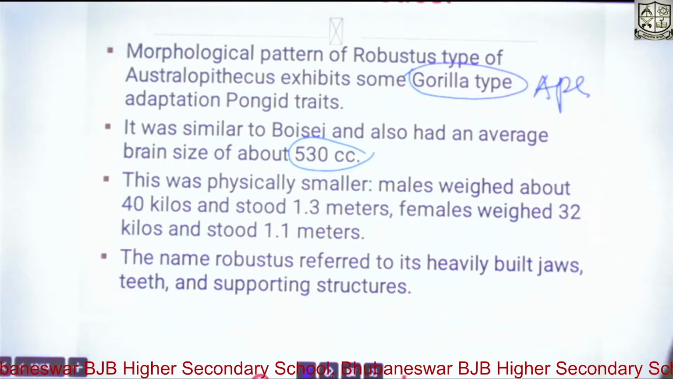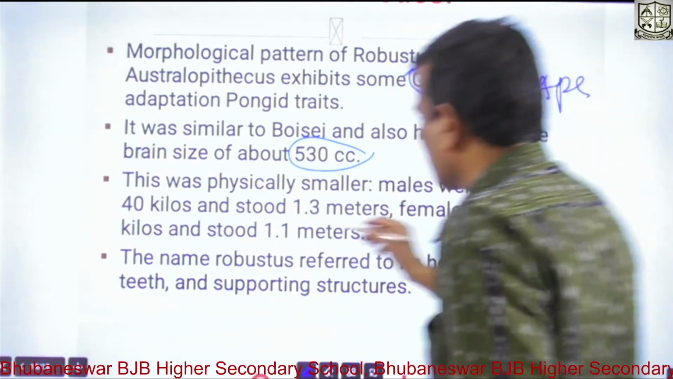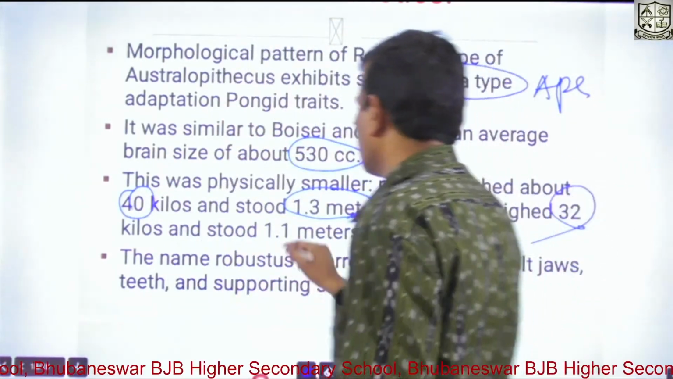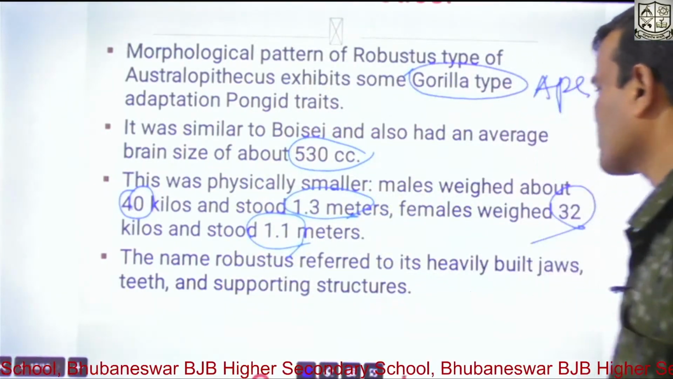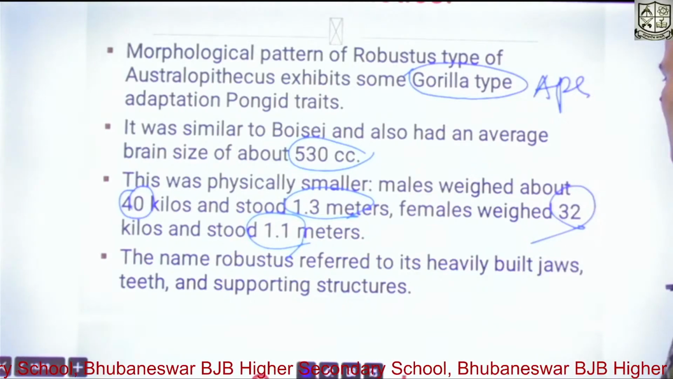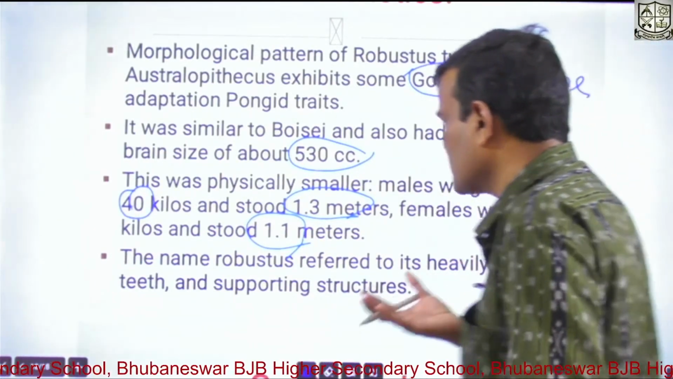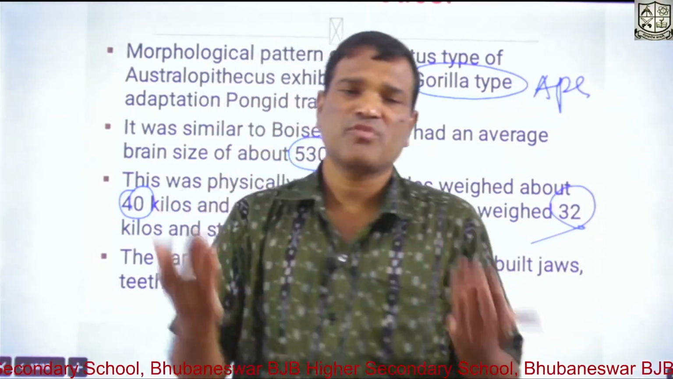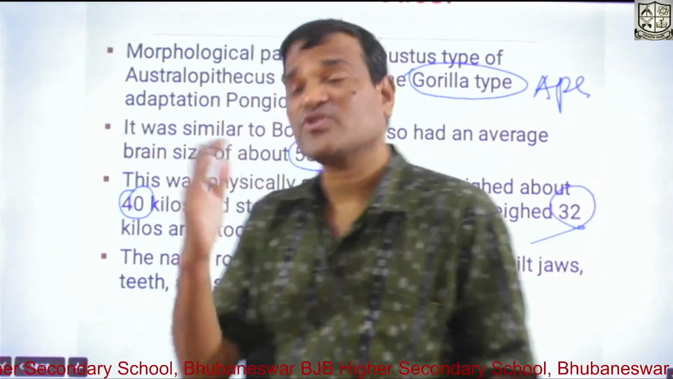So this was physically smaller. Males weighed about 40 kg and stood 1.3 meters, and females weighed 32 kg and stood on average 1.1 meters. The name robustus referred to its relatively heavily built lower jaw, teeth and supporting anatomical structure of the lower jaw of the fossil. This suggested the robustus variety.